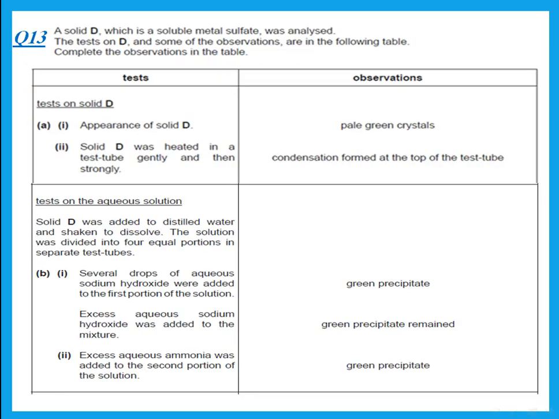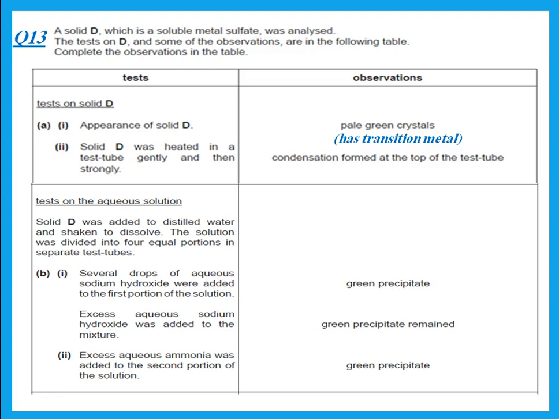Okay. Now, this kind of question again, he says a solid D, which is a soluble metal sulfate. So he's telling me that I have sulfate. Appearance of the solid, he says it's pale green crystals. Again, what does that tell you? When we say it is colored, that means that it has a transition metal in it. So we expect to find a transition metal. Now, solid D was heated in a test tube. Condensation formed at the top of the test tube.